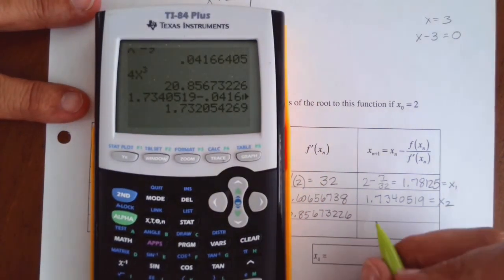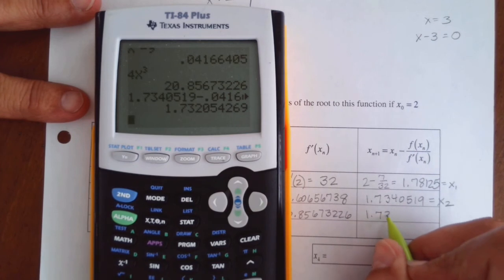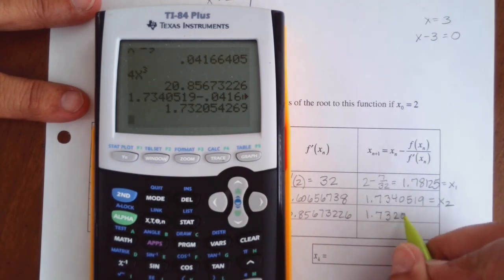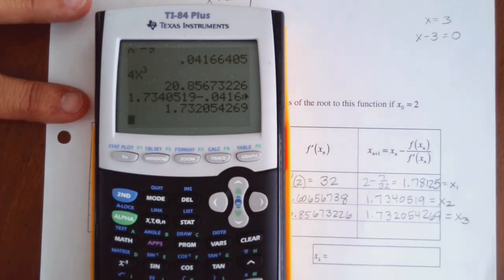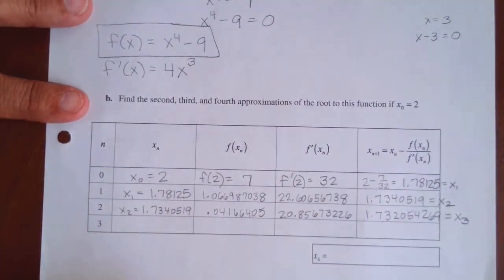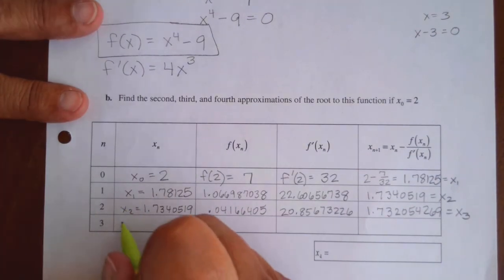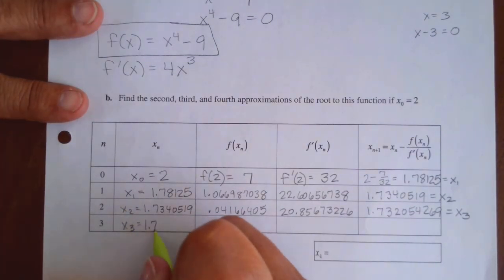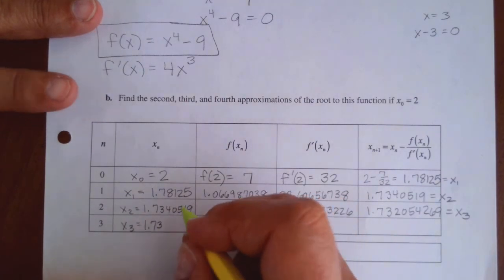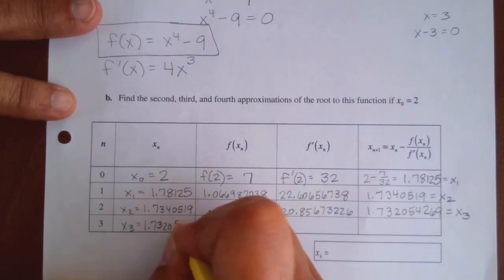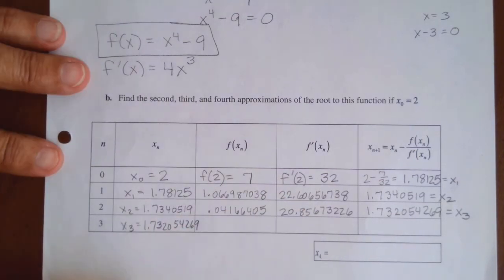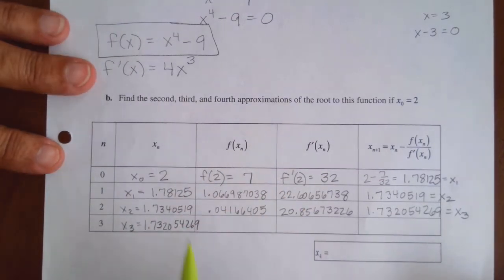Okay. 1.732054269. All right, so we only still got 1.73. Oh, well, that repeated. Okay, so we're getting there. 1.73205 4269. All right, so remember, this should be getting closer, so our digits should start repeating. This should be getting closer to 0. All right, so we gotta go one more time.